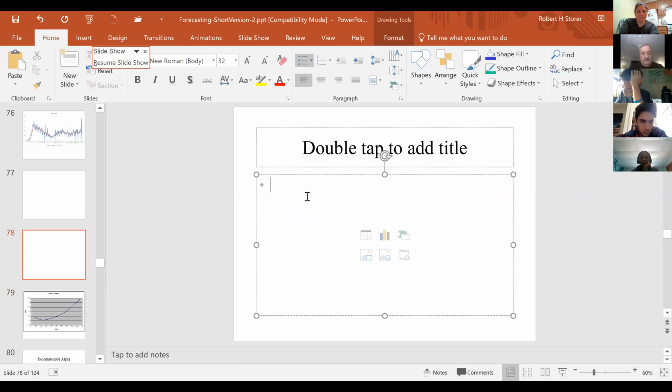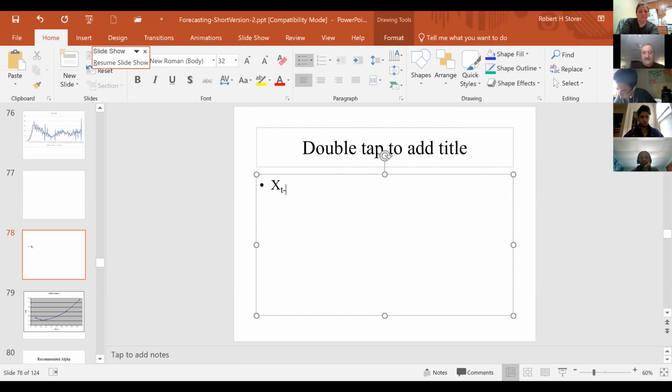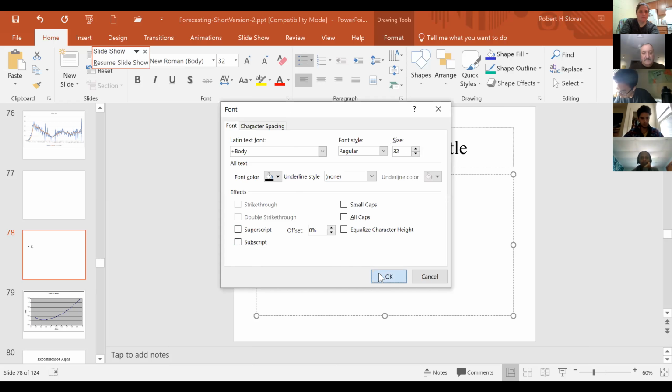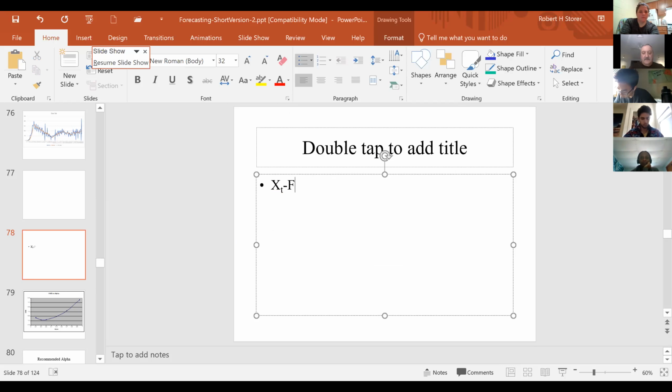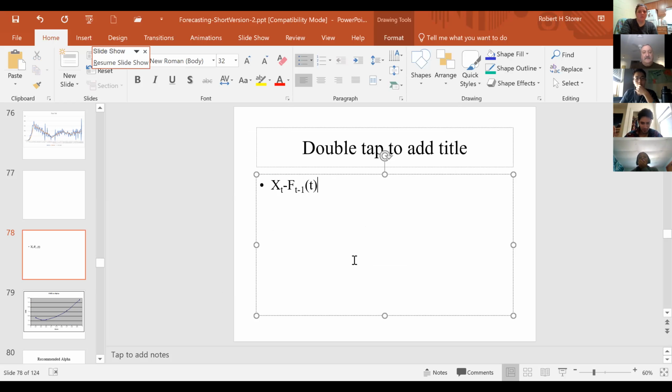Would be x of t minus, oops, sorry about being so slow, the forecast for time t that was made at time t minus 1. Right, that's the forecast error, right?